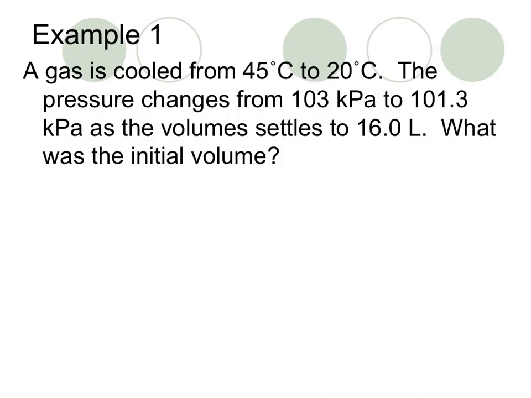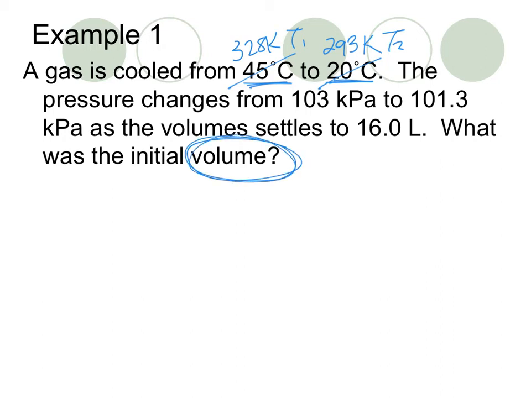So if we look at our example here, it says a gas is cooled from 45 to 20. We know that's going to be 293 Kelvin. That's my T2. This one's going to be 328 Kelvin. That's going to be our T1. So let's think about this logically. The temperature just got colder. Well, look what they're trying to ask about. They're asking about volume. So what happens to things when they get cold? They shrink. Charles's law of shrinkage.